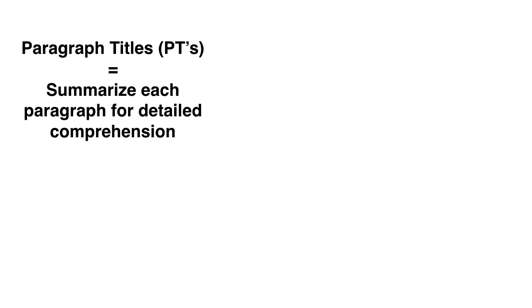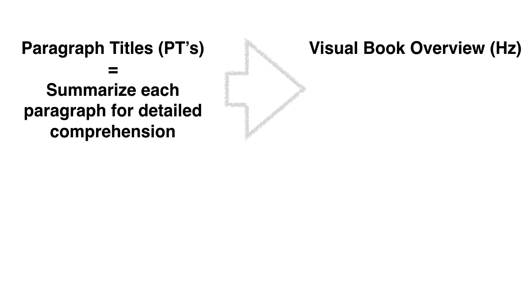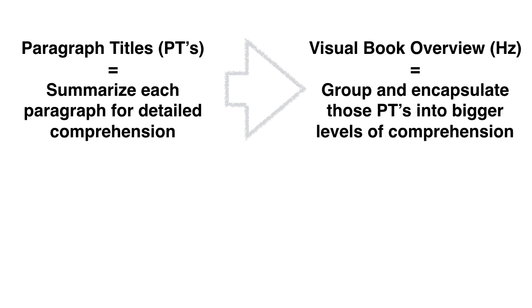You've already read the book from the beginning to the end, and you made a guess about the main idea. Paragraph titles are now in detail, and then you use those in order to create your visual book overview to figure out the logic or message of the entire book. So you group and then you title or encapsulate those paragraph titles into bigger and bigger levels of comprehension until you've got the whole book organized in your mind. It's really an excellent exercise for anyone who wants to learn how to read properly.